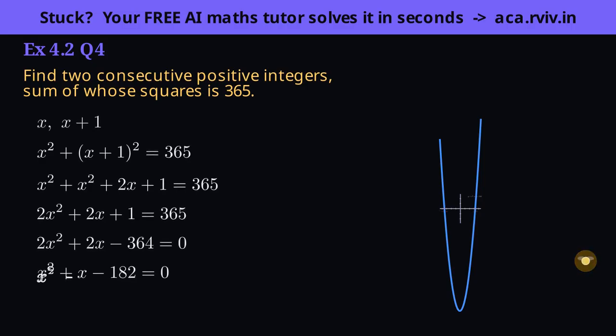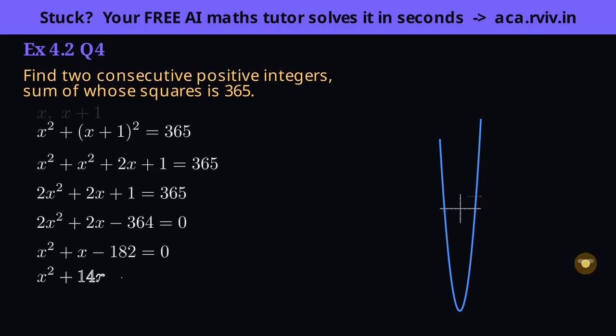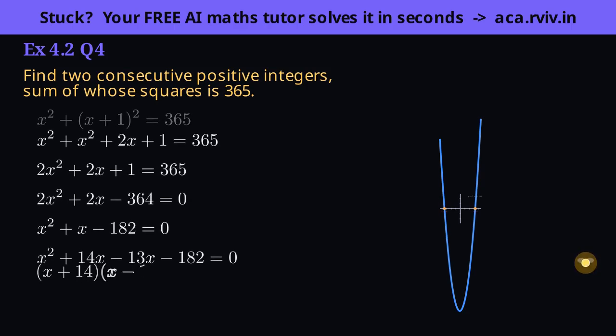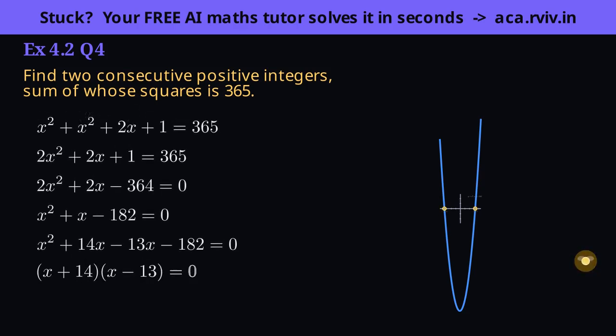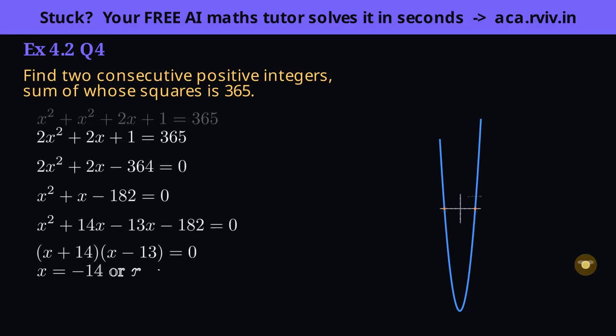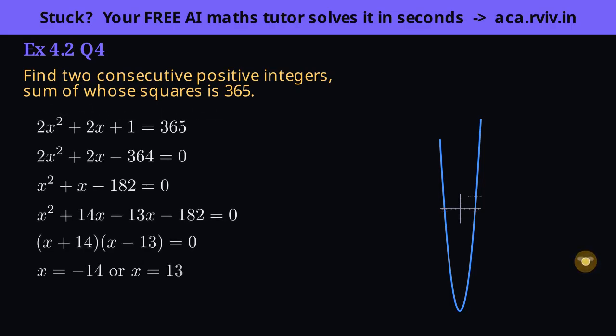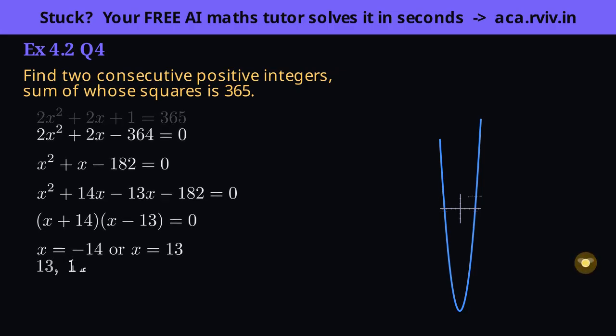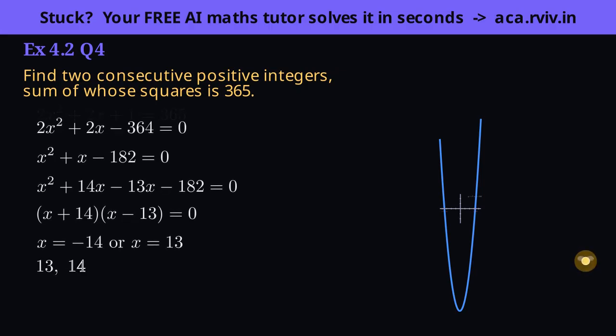Split the middle term, product minus 182, sum plus 1. Since 182 is 13 times 14, take plus 14 and minus 13. Group, factor each pair, and pull out the common bracket x plus 14. Zero product rule gives x equals minus 14 or x equals 13. The problem says positive integers, so minus 14 is out. Keep x equals 13, and the next consecutive integer is 14.